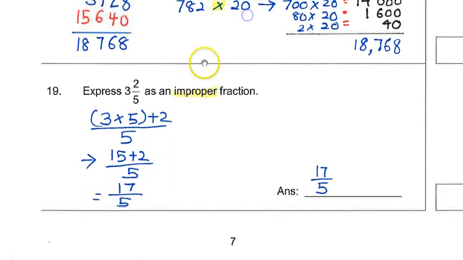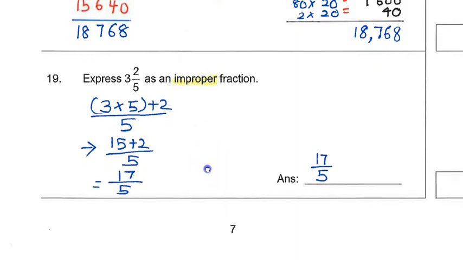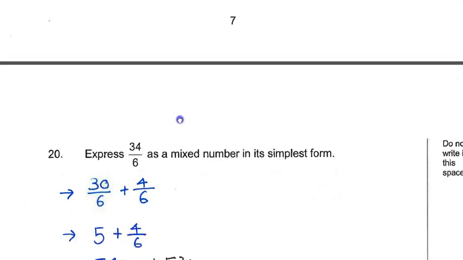Next, express as an improper fraction. 3 2/5, 3 whole 2/5, 3 times 5 plus 2, denominator 5 as usual. Okay, so it is 17 over 5 over here. Right, quite straightforward so far.